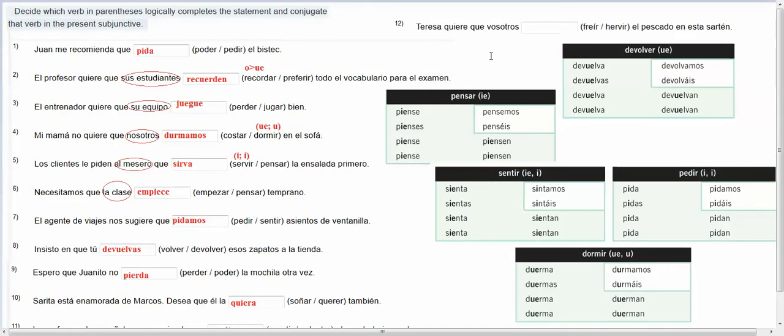Okay, the last one, Teresa quiere que vosotros hervir el pescado en este sartén. Well, hervir is to boil and freír is to fry, and since you're using a frying pan, I'm assuming freír, so freír. Okay, it is an IR, so we are going to change it to an I, que frías. So Teresa quiere que vosotros frías el pescado en el sartén.